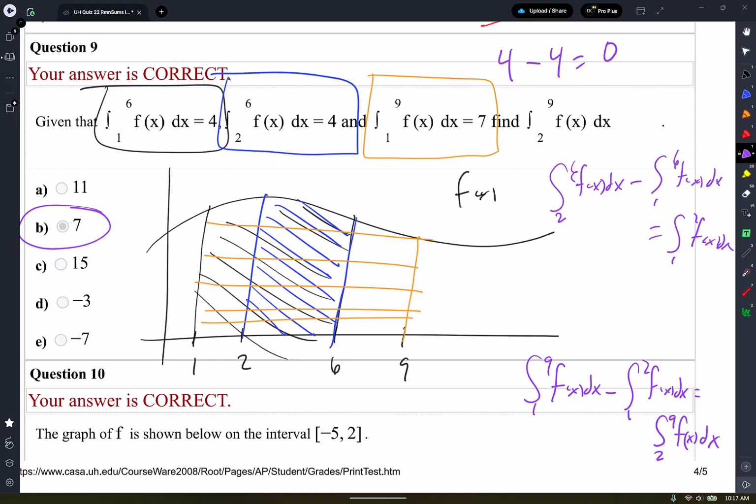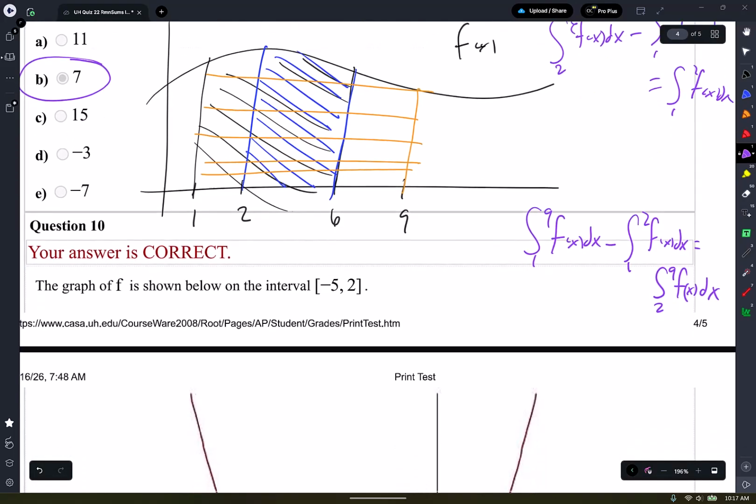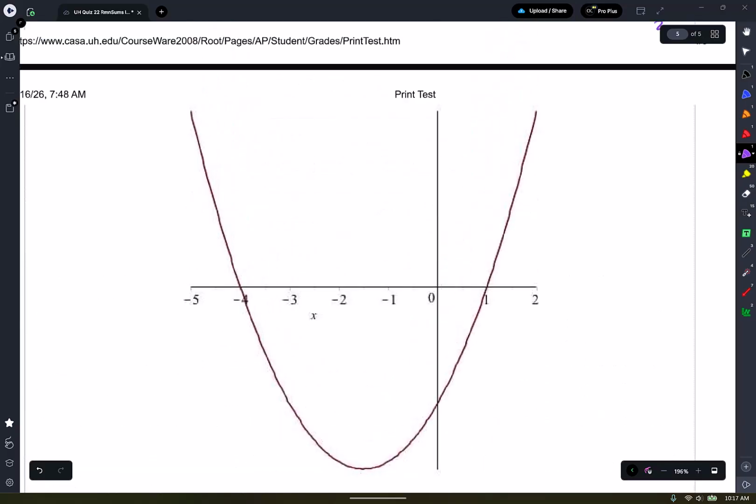Are we still okay? All right, let's go to the next one. I think this is the last one. Is this the last one? Yep. All right, here's the last one, guys.